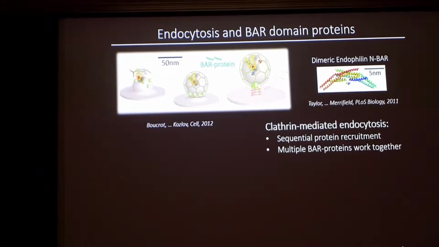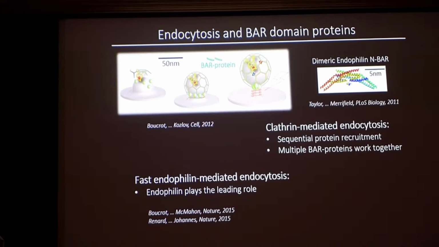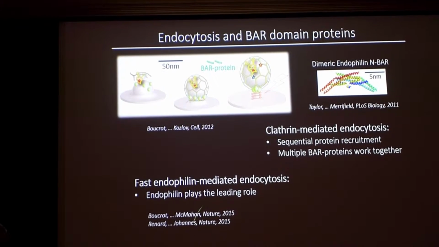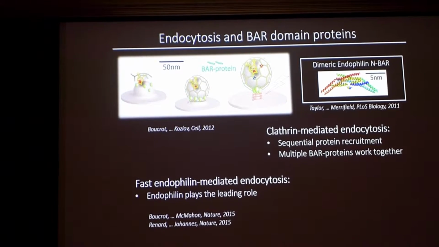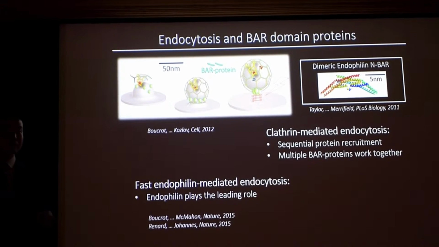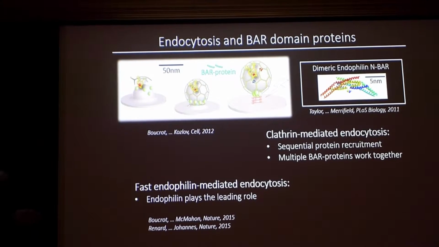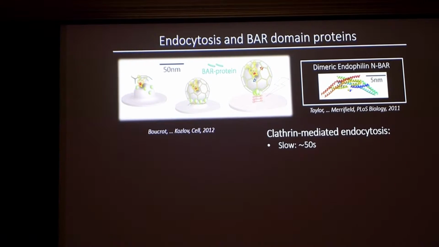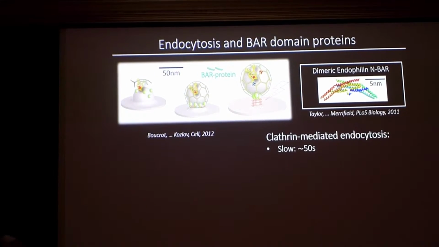However, we know that this is not the only type of endocytosis. In fact, just earlier this year, people discovered the so-called endophilin-mediated endocytosis. In this case, only one of these BAR proteins, called endophilin, plays a key role in deforming the membrane. And comparing different types of endocytosis, another major difference is in terms of their speed. For the classical endocytosis, the rate is limited by the sequential protein binding process, so it takes about 50 seconds to go from a flat membrane to a highly curved vesicle. But other types of endocytosis can go much faster.